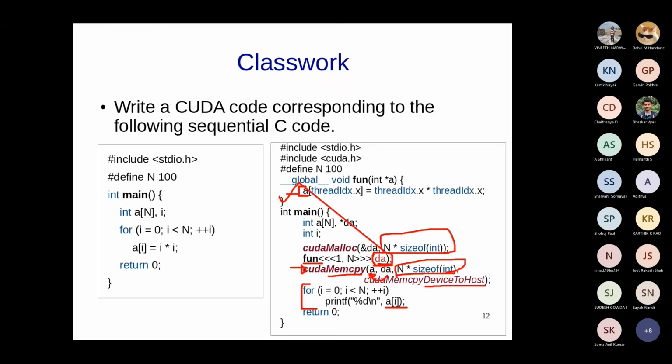Chaitanya says, how to modify the code if our array size was greater than the number of threads? That's a good question, and we will come to that. Please hold on to it. Sometimes the number of threads might be, okay, I just want to launch 100 threads, but my data size might be 1,000. So I want each thread to take care of 10 elements at a time. Right? So that is possible.